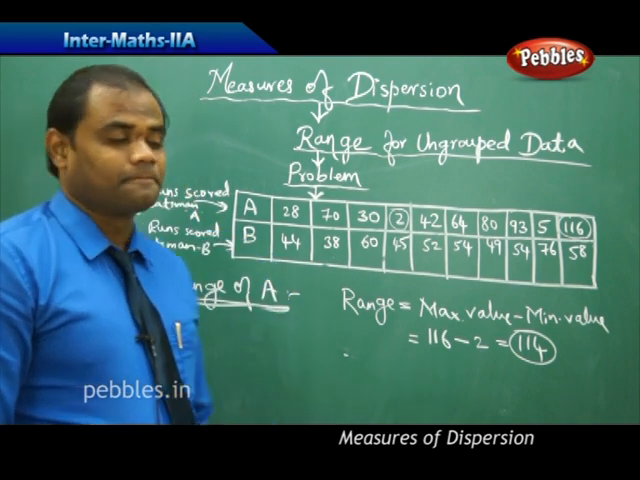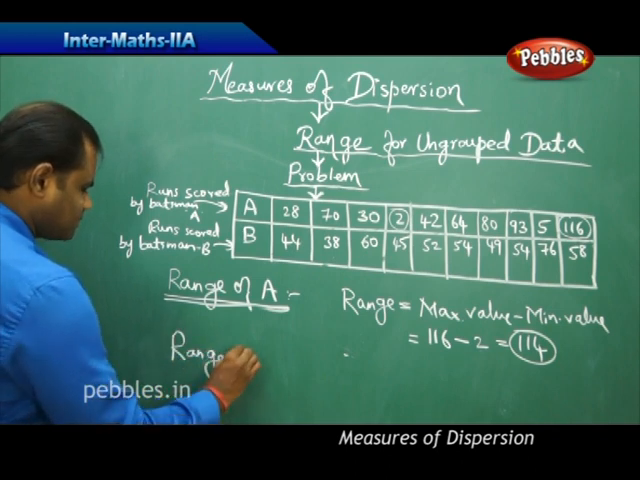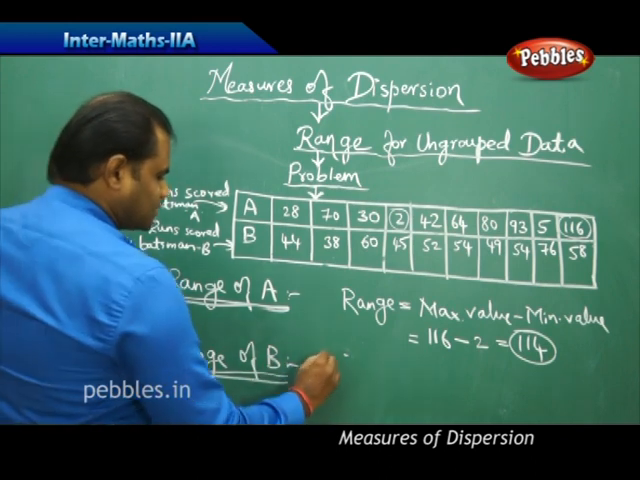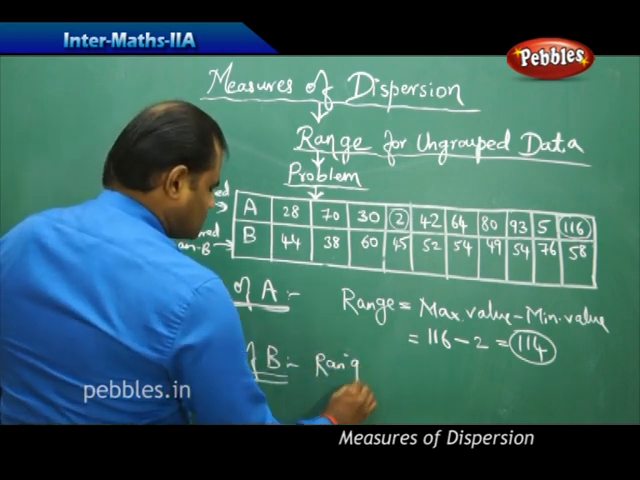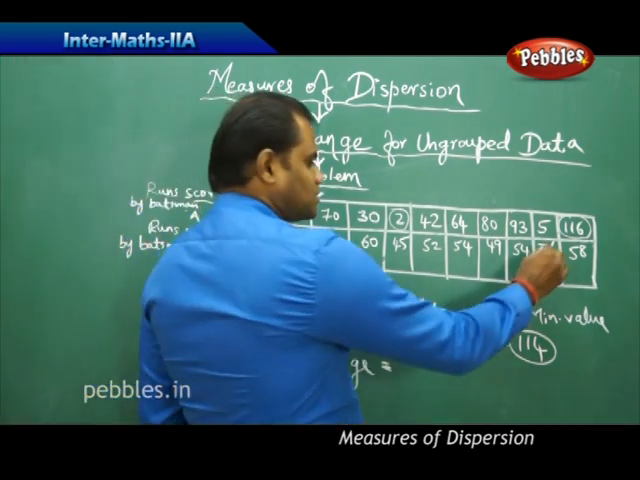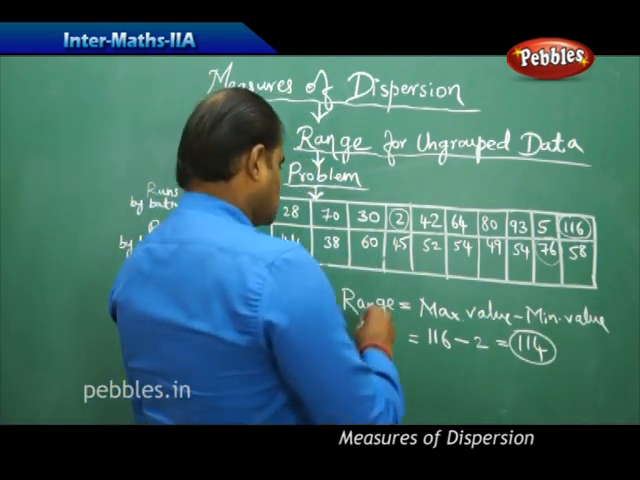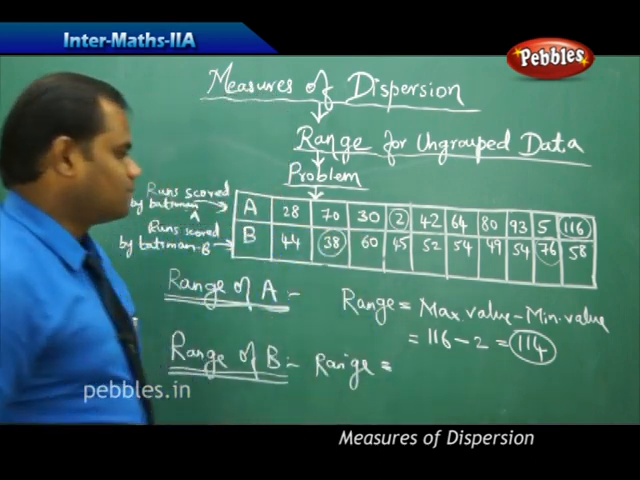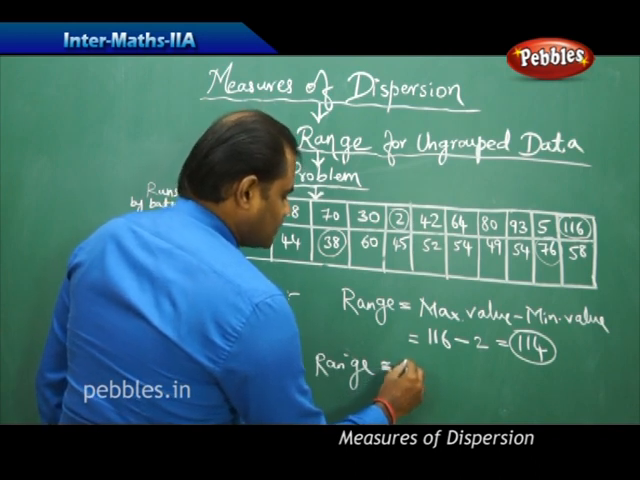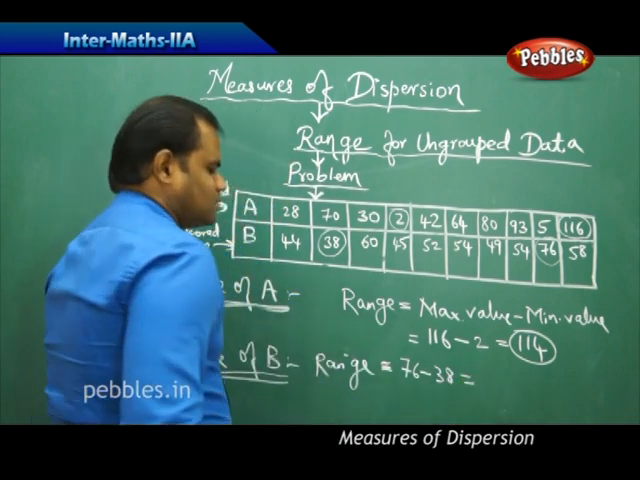Similarly, let's find the range of batsman B, or the range of the runs scored by batsman B. So proceeding in the similar manner, I get the range of B, that is the range which is max minus min. My maximum score or the highest score is in the 9th match for batsman B, and the lowest score is in the 2nd match by batsman B. Therefore, in this case, my range is 76 minus 38, which gives 38.